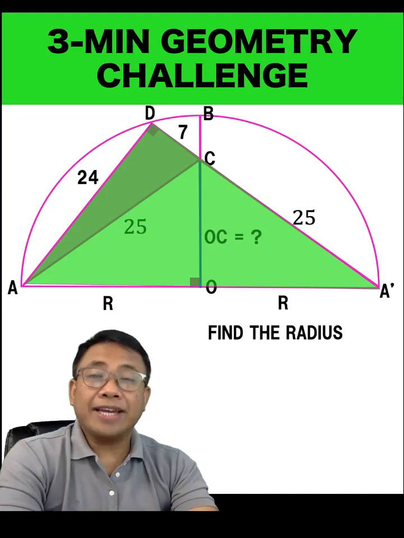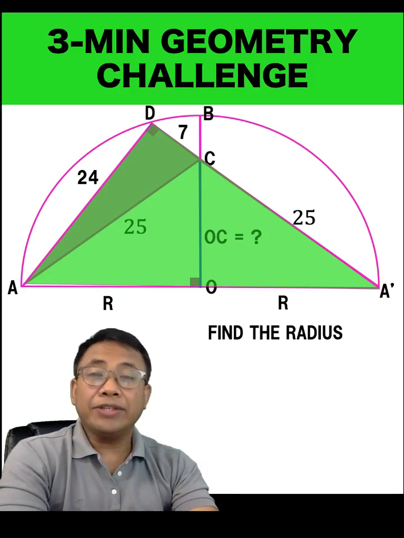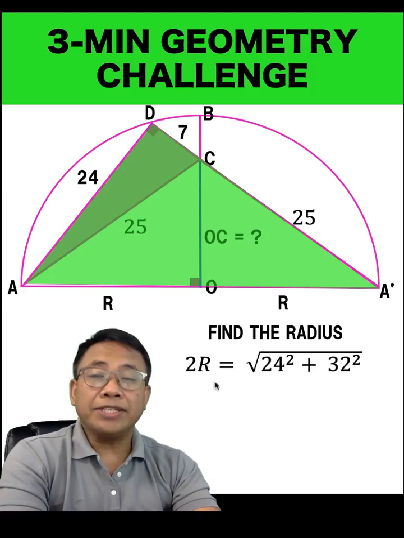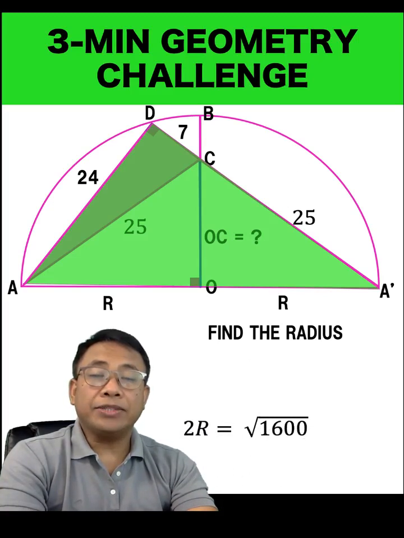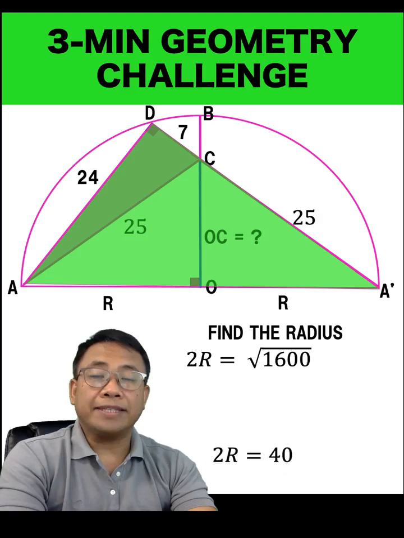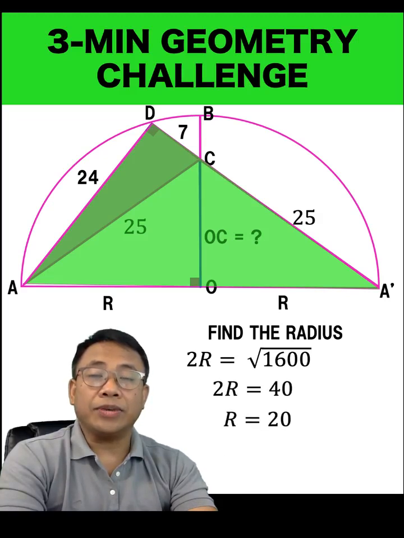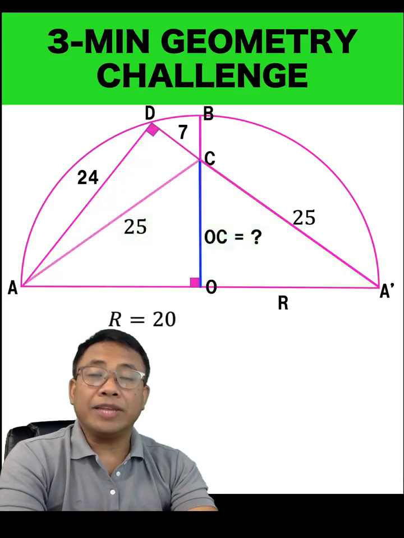Now, since this triangle is a right triangle, we can use the Pythagorean formula again. So we now have the length of the hypotenuse 2r, that is equal to the square root of the sum of the squares of the two legs, measuring 24 units and 32 units. Then solving for 2r, we arrive at 2r equals positive 40, and solving for r is equal to 20. So the radius is 20 units.